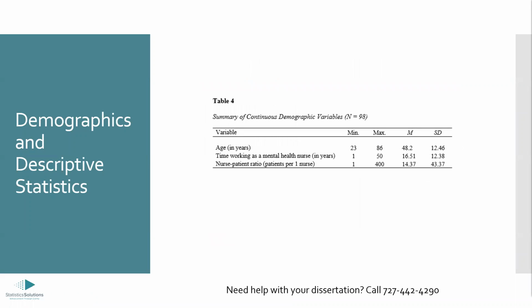Here's another table example of how you might present some descriptive statistics for continuous variables. In this table, we present the minimum and maximum values as well as the mean and the standard deviation.